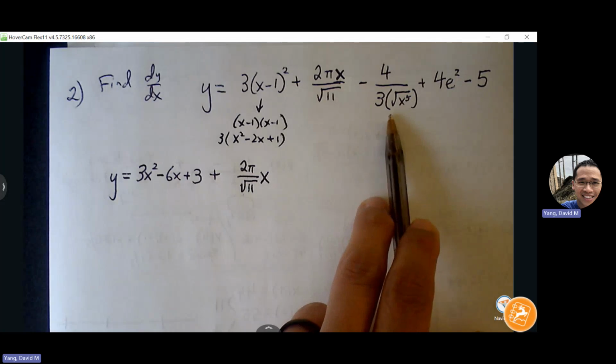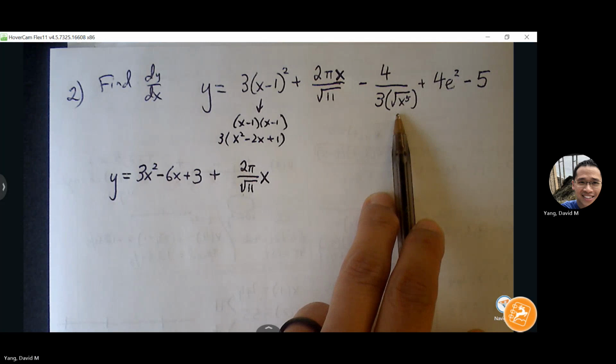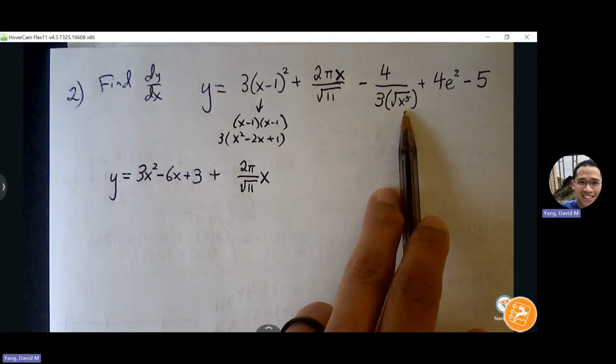Okay, next term, how would you rewrite this so that we can get it ready for power rule? What's the square root of x to the 5th?